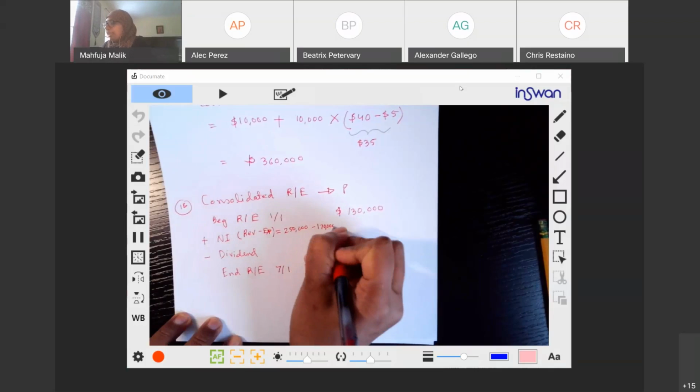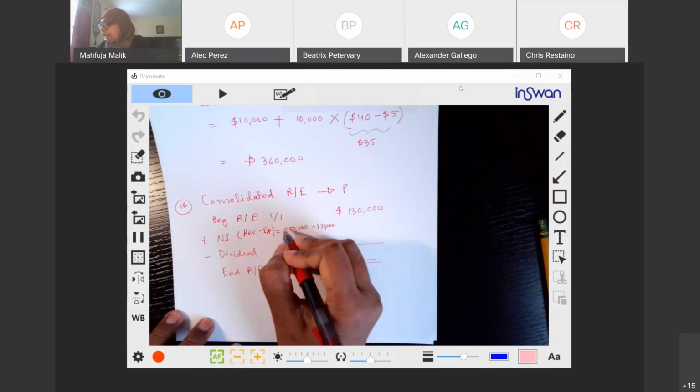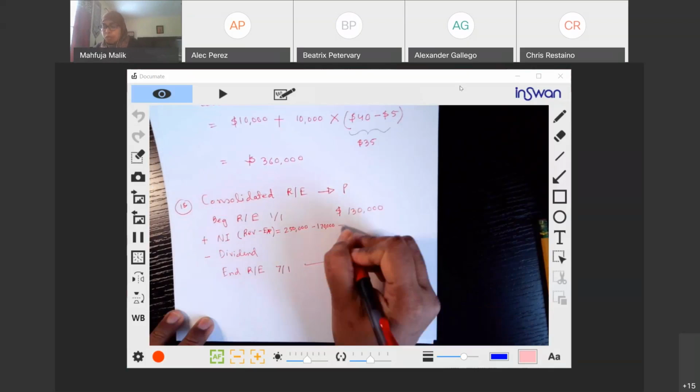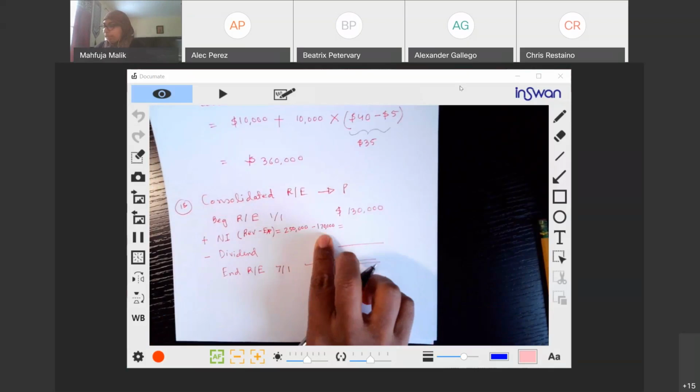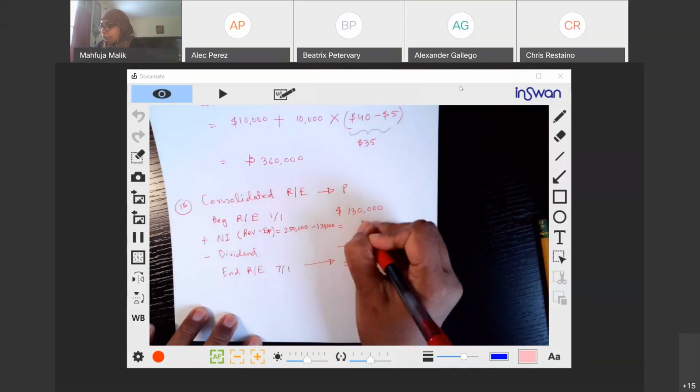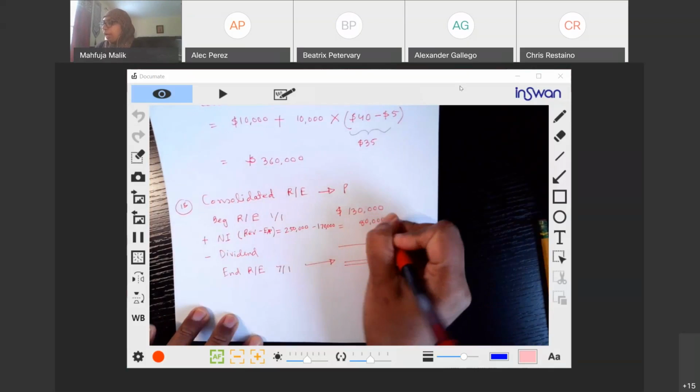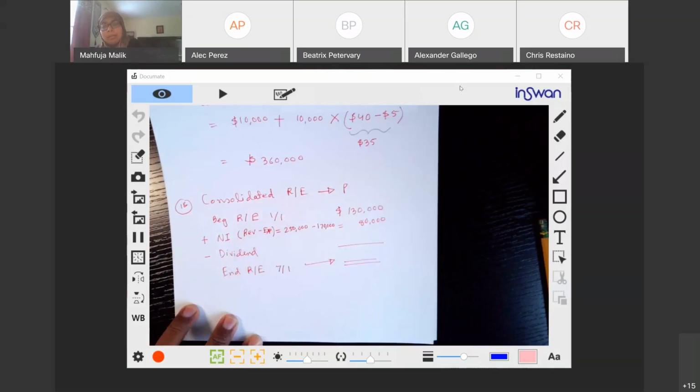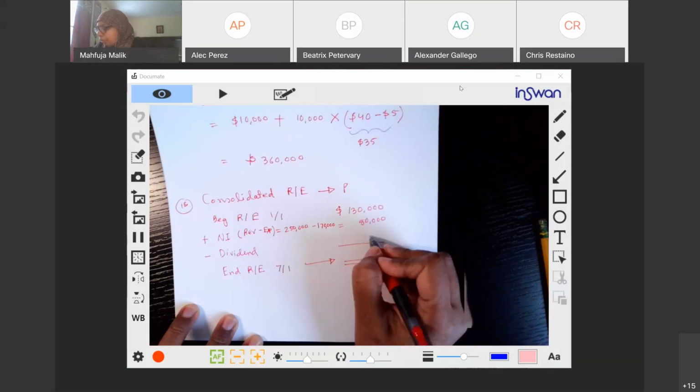So if I take their revenues and expense, which gives me 250 minus 170, it's 80,000. So for these 6 months, parent's net income is 80,000. Do we have any dividend number? No, we don't. So you can just keep it blank or put a 0.